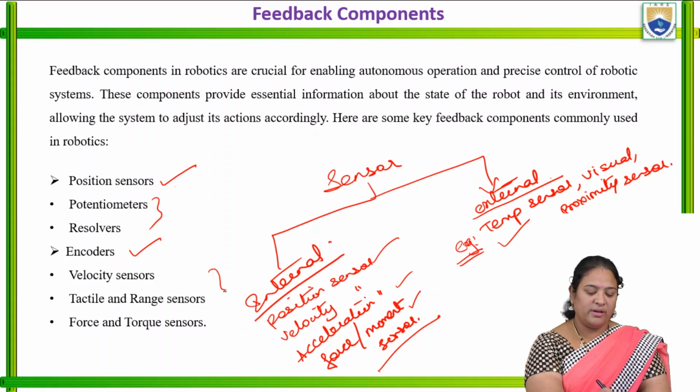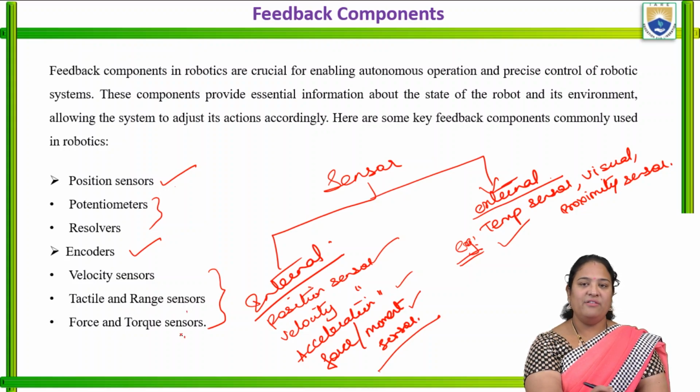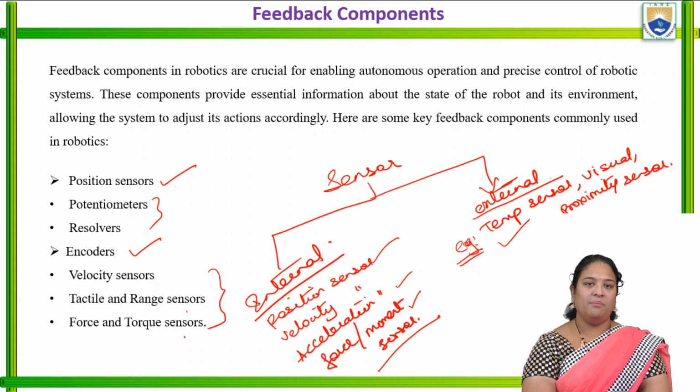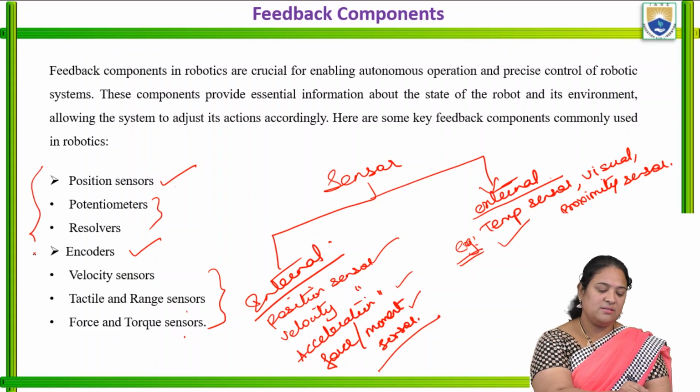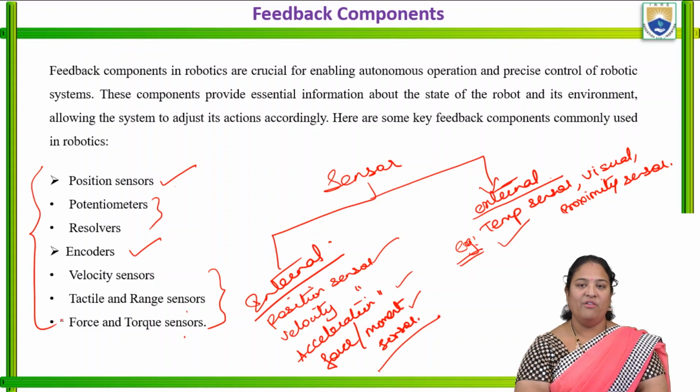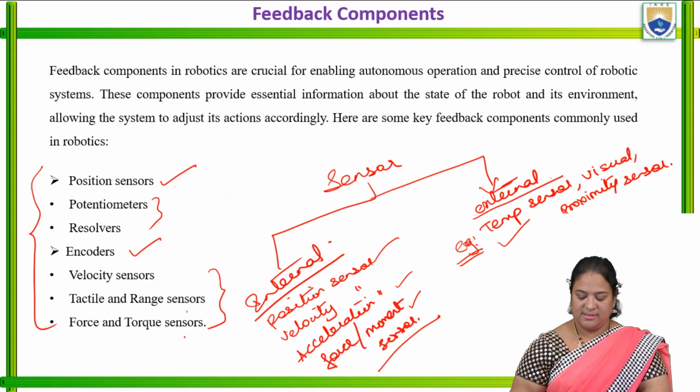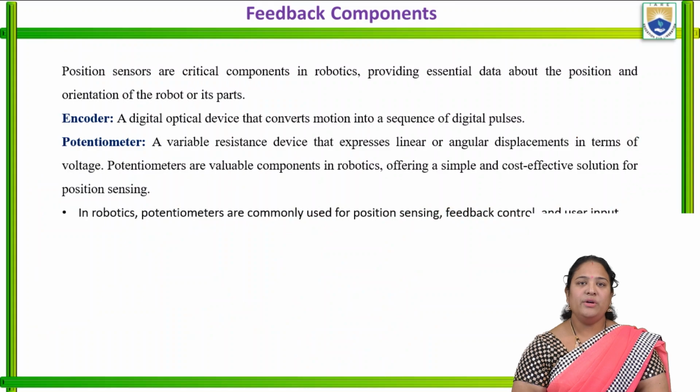Again, this is divided into categories, that is velocity sensor, tactile and rate sensor, and force and torque sensor, which come under the internal sensor operation. So these are all the examples of internal sensors. Generally, the position sensor in the robot provides the essential data about the position and orientation of the robot.